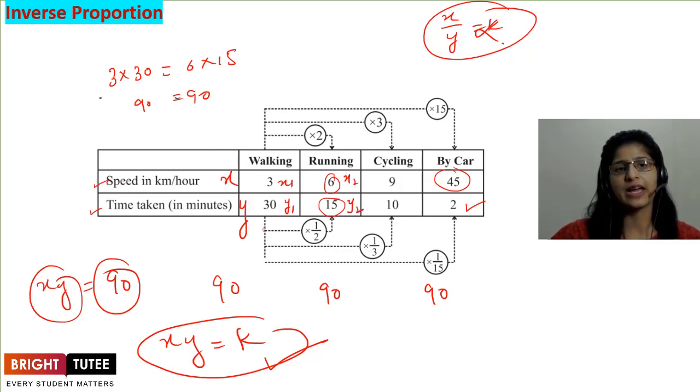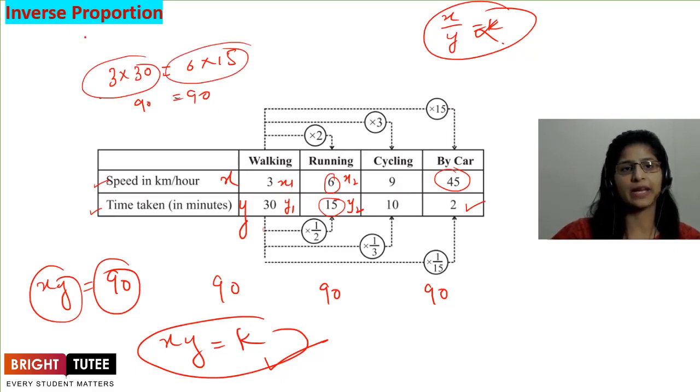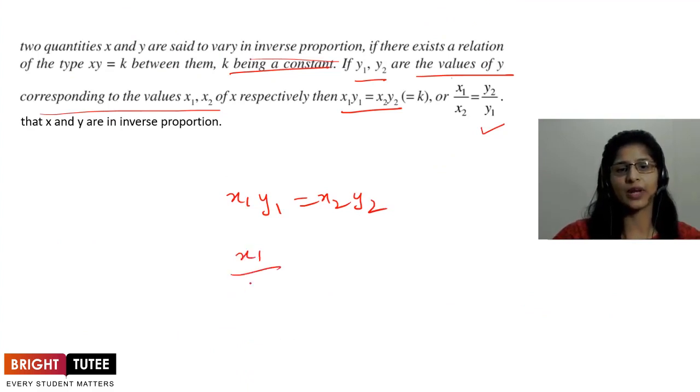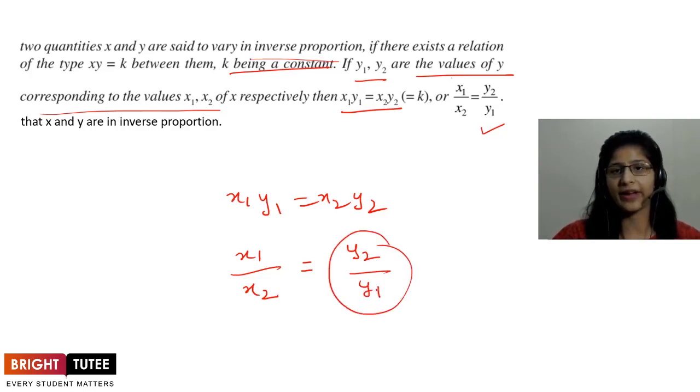So what we have done, x1 is multiplied with y1, x2 is multiplied with y2. Correct? So we actually got x1 y1 is equal to x2 y2. This is what they are saying in the definition, right? Or we can write x1 y1 equal to x2 y2. Keep the terms of x on one side, so this will come in the denominator, and here we will have y2 upon y1. Here it is not y1 upon y2.